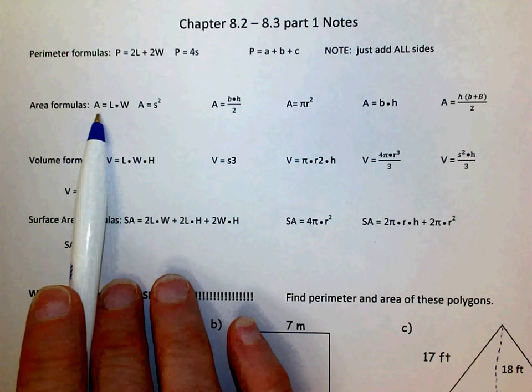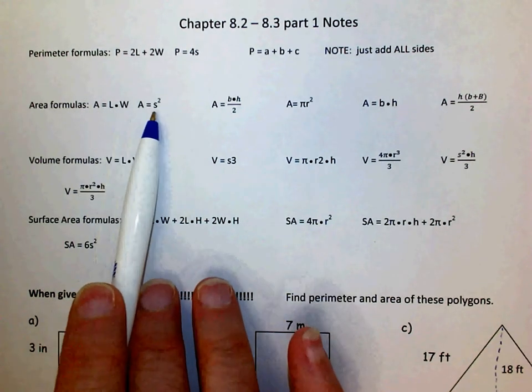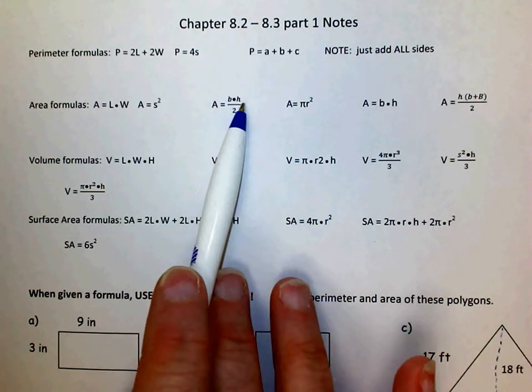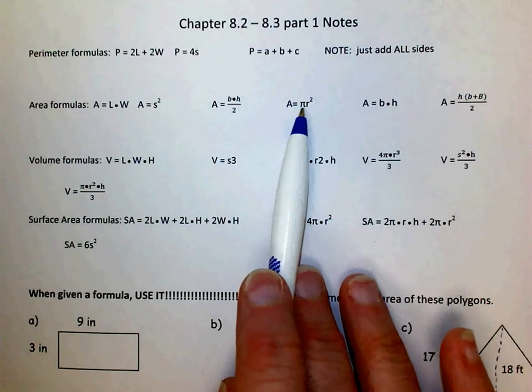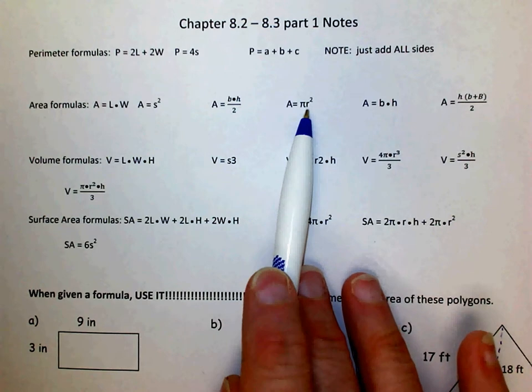Area formulas: for a rectangle it is length times width. For a square it is side squared. For a triangle, base times height divided by 2. For the area of a circle, pi times r squared, or r squared times pi.